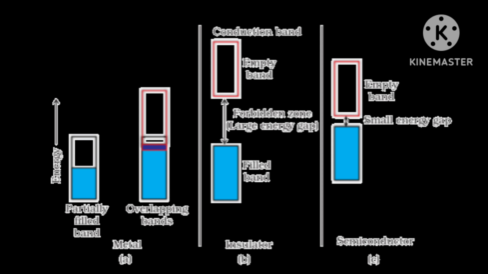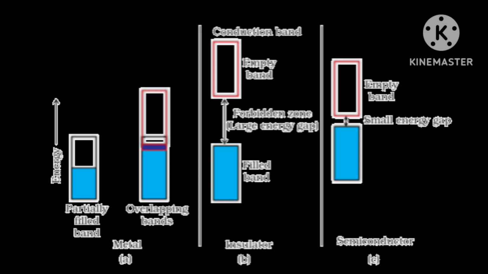Now come to the conductors. The solids with conductivity ranging from 10 to the power 4 to 10 to the power 7 per ohm per meter are called conductors. Metals have conductivities in the order of 10 to the power 7 per ohm per meter and are good conductors. This is about conductors.